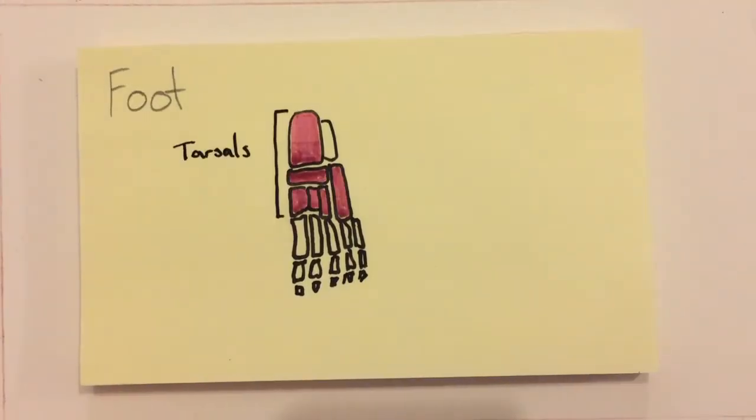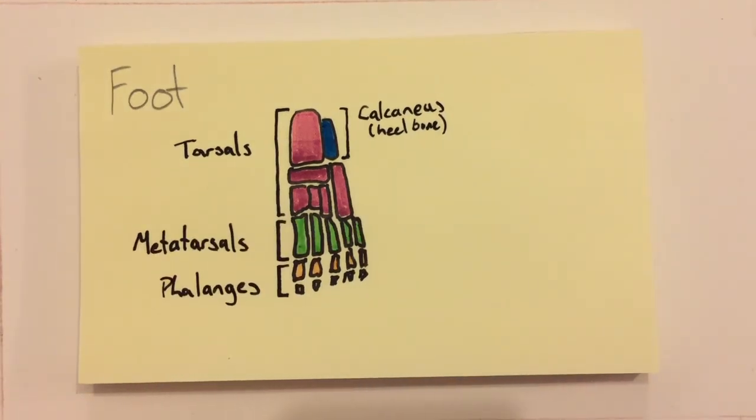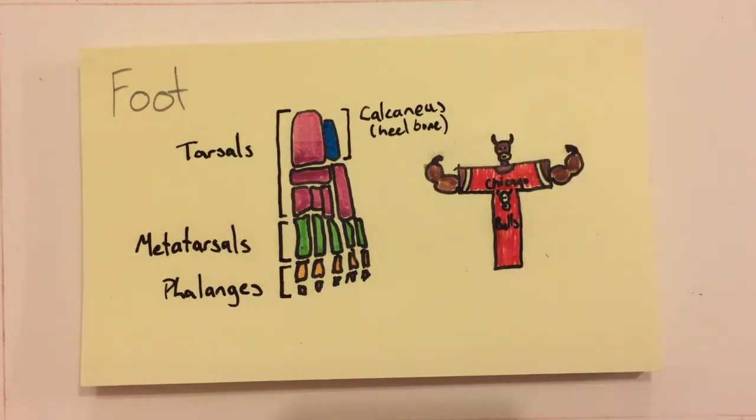We look at the foot, and you can see you have your tarsals, which bear the load of your body, and off to the side you have what they call the heel bone, which is tucked underneath. Then your metatarsals and your phalanges are connected to the rest of your foot through your tarsals. A good way of remembering the tarsals is that they bear all the weight, so they're quite strong.